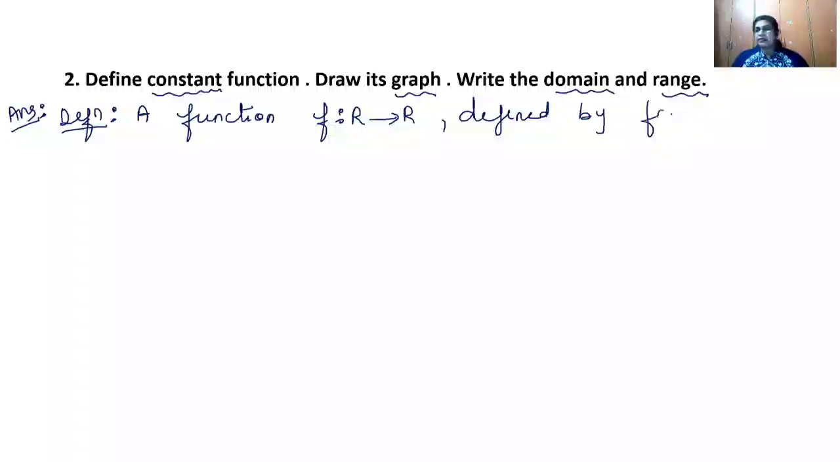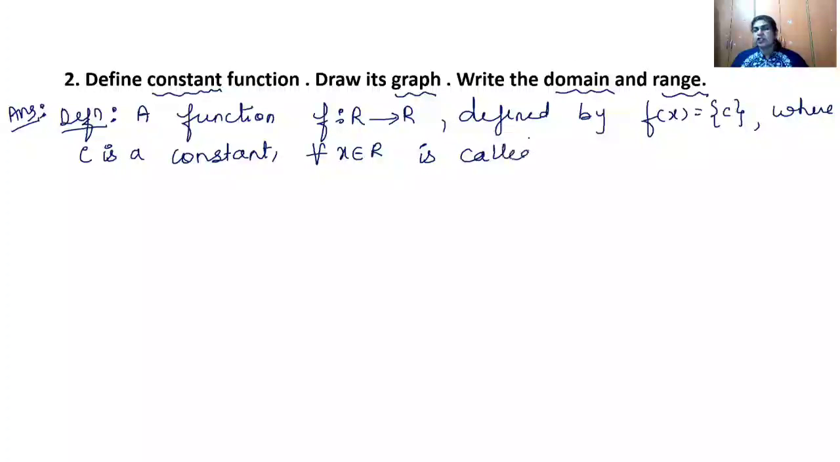f of x is equal to some c. C is a constant, okay, where c is a constant, comma, for every x belongs to R. That means all the values of the domain, x belongs to R. Answer what you are getting, constant c, okay, is called a constant function.